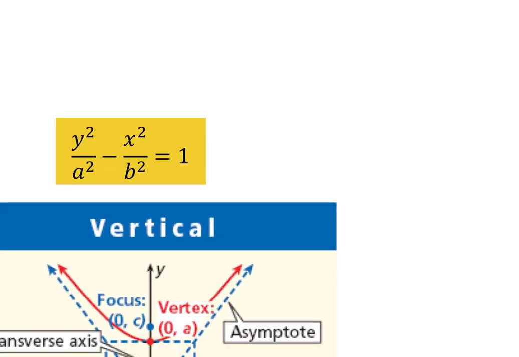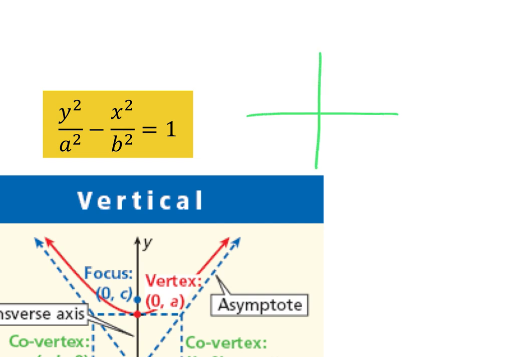I would still find A, B, and C. I would find my center. This time I would go up and down the A to get the vertices. I would go right and left the B to get the co-vertices. I would draw my little rectangle. Again, it could be a square because A and B can actually be the same. I would find those corners and draw the asymptotes through them.